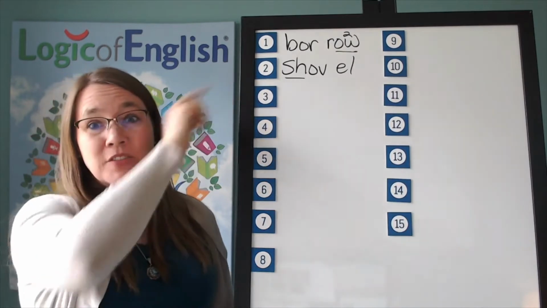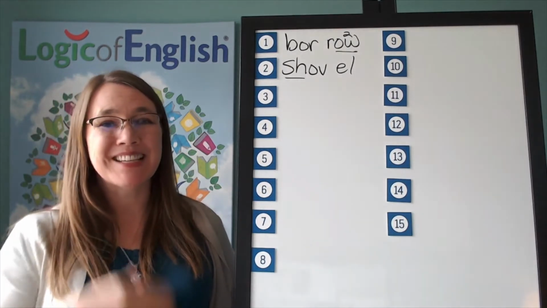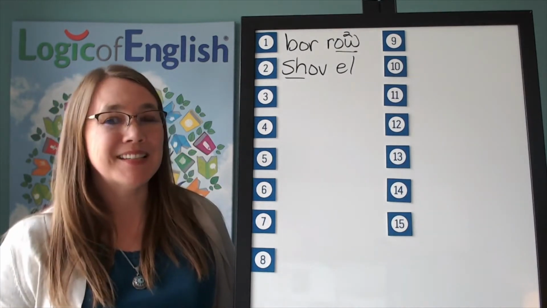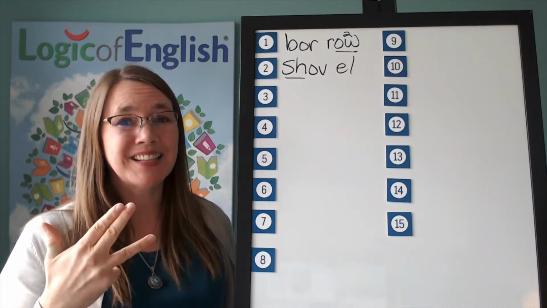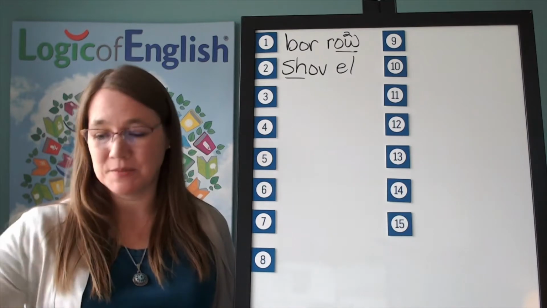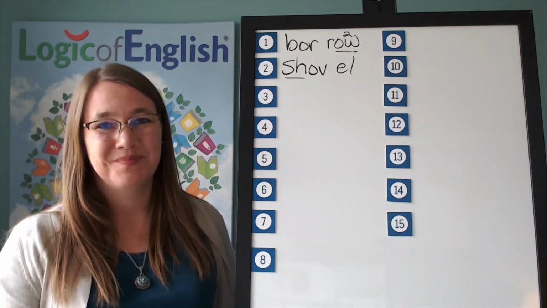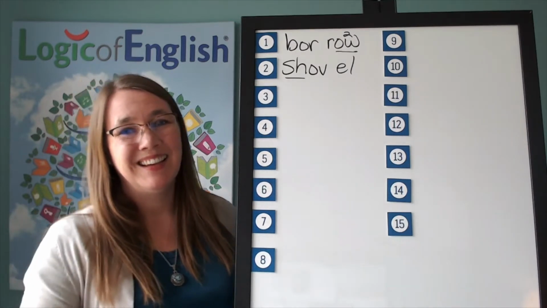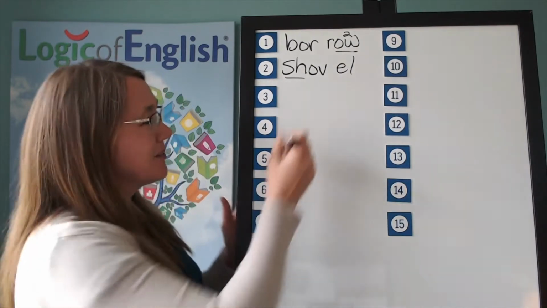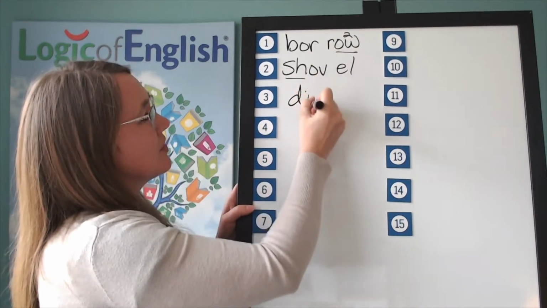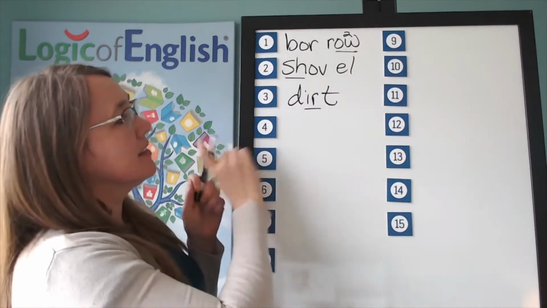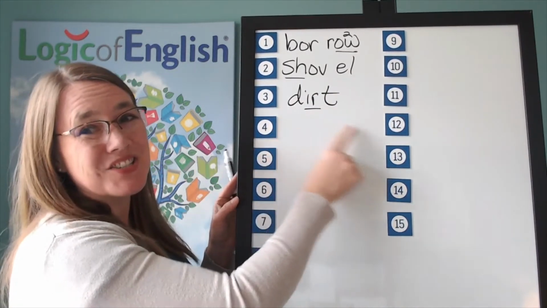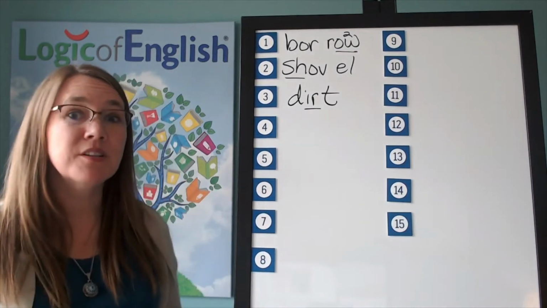The next word is dirt. Let's use the shovel to shovel the dirt. Go ahead and say dirt. Let's sound it out. D-er, use the er of bird. T. Go ahead and write dirt. Excellent. And help me to write it. D-er-t. And how do we mark it? We'll underline the er. Let's read it. D-er-t, dirt.